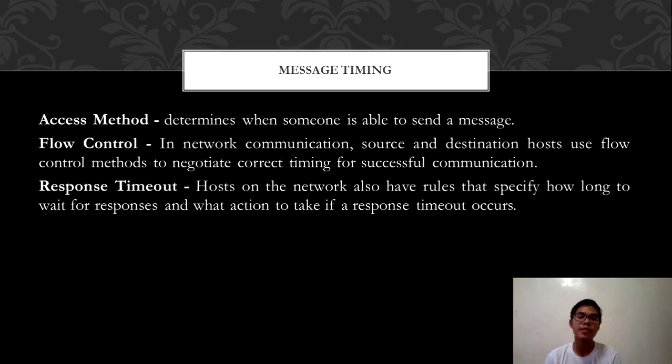Message timing. The access method determines when someone is able to send a message. Flow control. In network communication, source and destination hosts use flow control methods to negotiate correct timing for successful communication. Response timeout. Hosts on the network also have rules that specify how long to wait for responses and what action to take if a response timeout occurs.